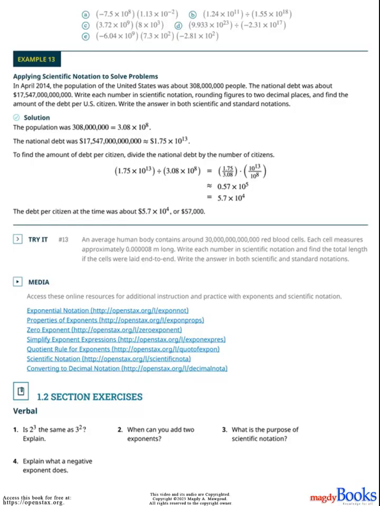Try it number 13. An average human body contains around 30 trillion red blood cells. Each cell measures approximately 0.000008 m long. Write each number in scientific notation and find the total length if the cells were laid end to end. Write the answer in both scientific and standard notations.